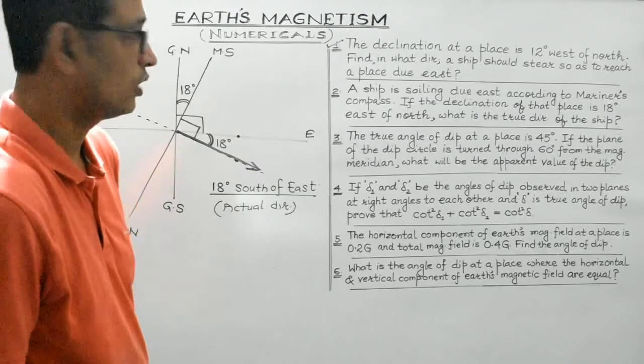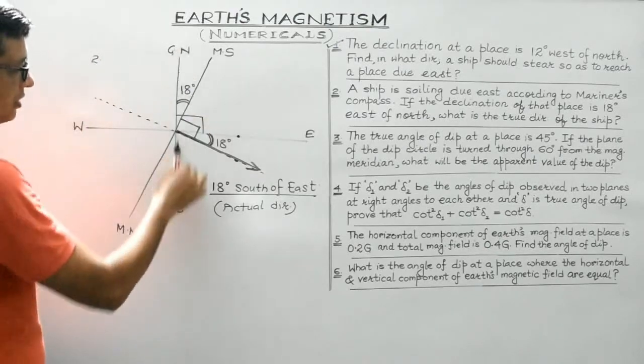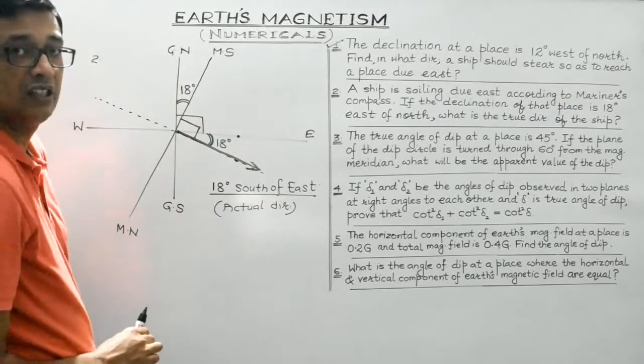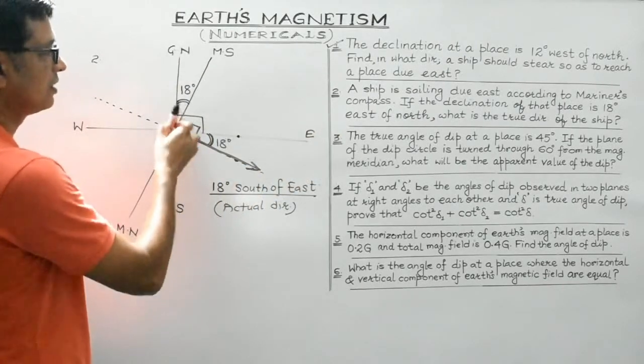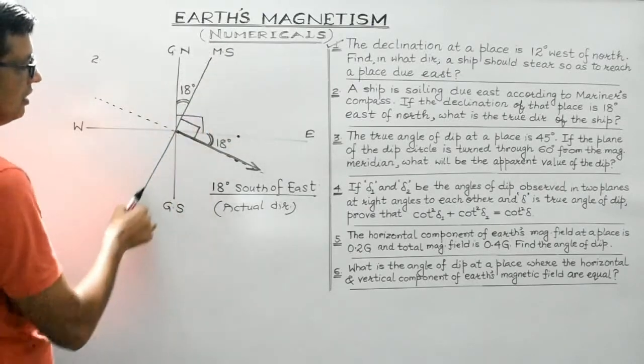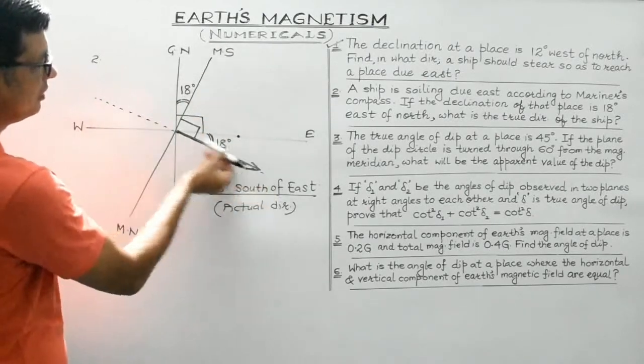Right? So again I repeat, students. This is the geographic axis, north, south, west, east, isn't it? Now magnetic declination at the place is given to be 18 degree east of north. So this is the magnetic axis. So draw a perpendicular over here.